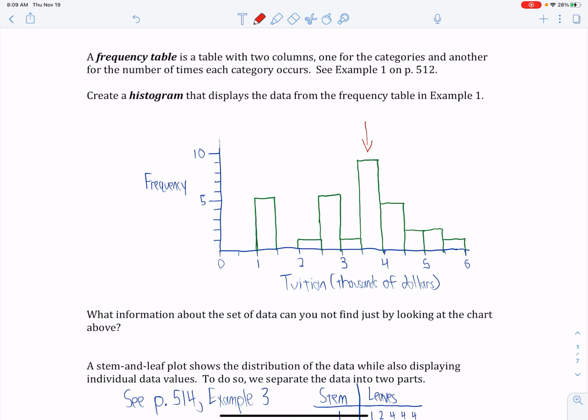So if what you want is a quick visual picture, this type of histogram is great. Histograms are very good for giving you a quick visual idea of what we call the shape or picture of the data. But what you can't see in a histogram is the individual data values.